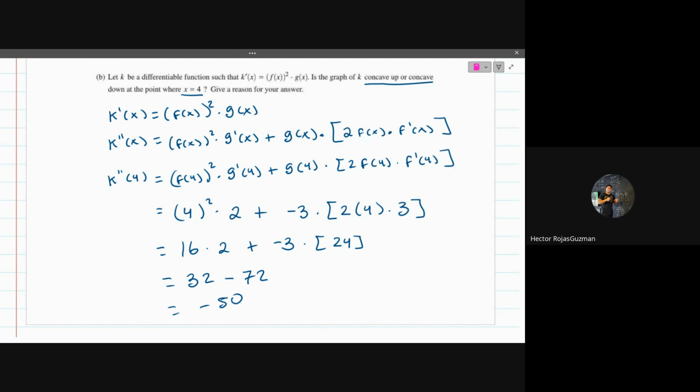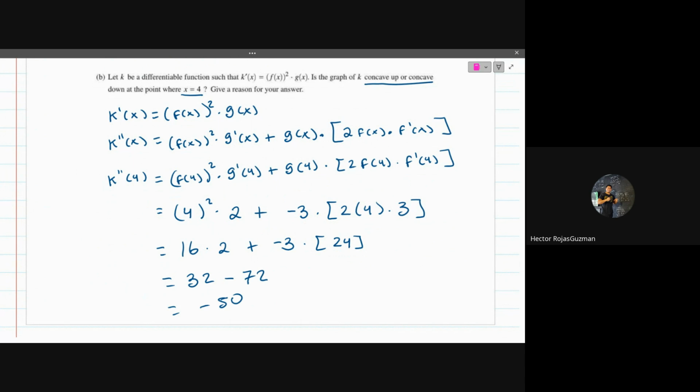I feel like I made a mistake somewhere here. Let's see. First times the derivative of the second plus the second times the derivative of the first. f of 4, g prime of 4, g of 4, f of 4, f prime of 4. No, I think we're good.